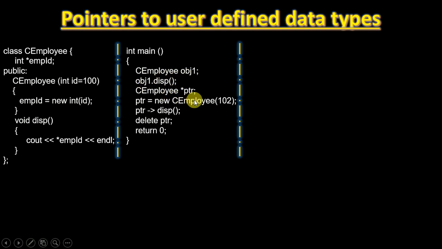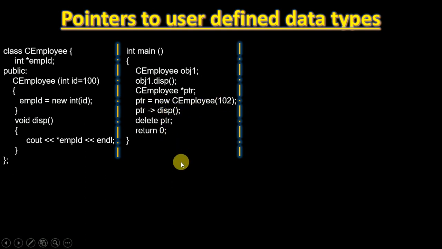In the same way, I want to create an object in the heap segment. To use the heap segment, I have to use a pointer, a pointer of the same class: ptr equals new CEmployee. Here obj1 is an object created in the stack segment, and another object I am creating is in the heap segment, but to deal with that object I need a pointer. To display the object's information I use obj1 dot display, but to display the heap segment object's information I have to use ptr arrow, and as usual we have to use delete ptr to deallocate memory.